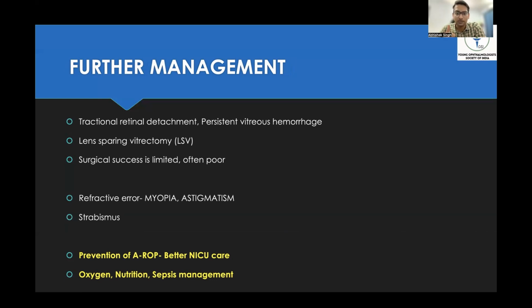So we need to catch them early, we need to treat them early, but it would be even better if we prevent aggressive ROP with better NICU care.